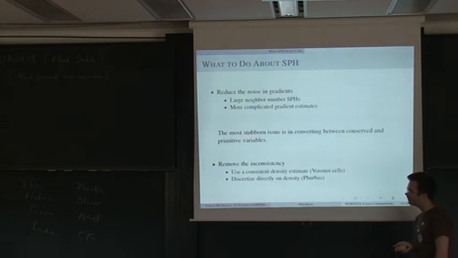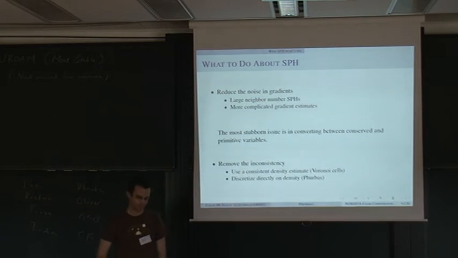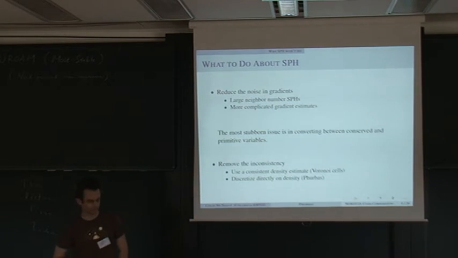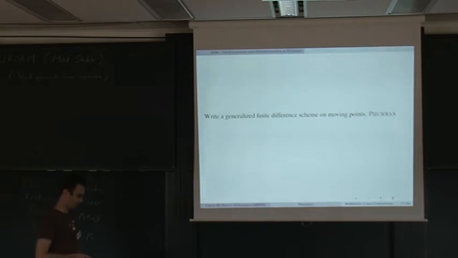Another choice there is to say, screw it, let's just work in primitive variables and discretize directly on density and see where we can get. And so we start getting a method that resembles, in its philosophy, a lot more like the Pencil or Stagger code. So that's what we're going to do. We're going to write a generalized sort of finite difference scheme on a moving set of points instead of a fixed grid. And that's really all that Phurbas is.